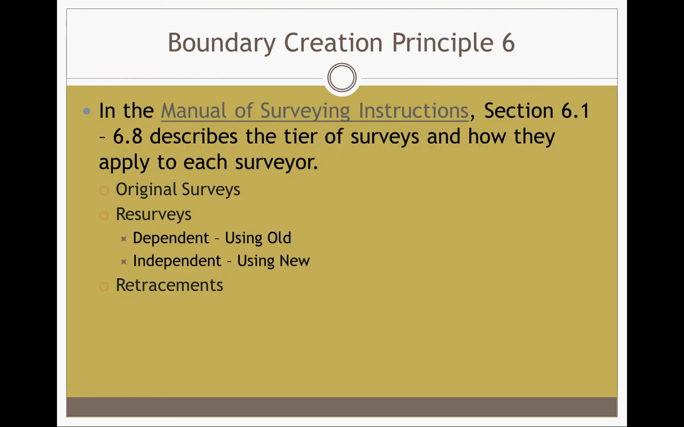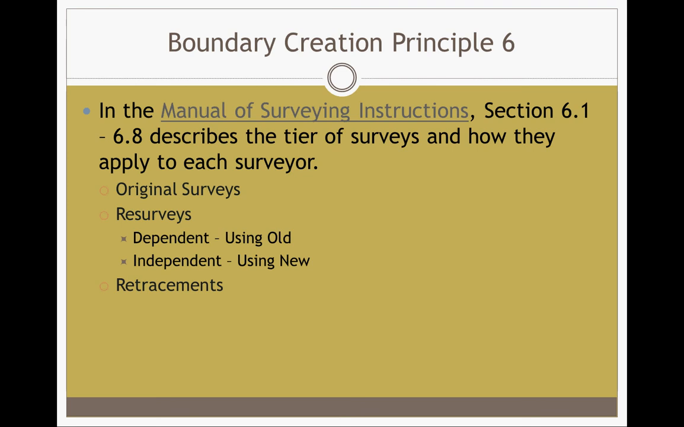In the manual of surveying instructions, which you can click on this link and go to, sections 6.1 through 6.8 describe the tiers of surveys and how they apply to each surveyor. When we get to talk about the GLO surveys later on in this semester, we'll talk more about original surveys, resurveys, independent and dependent, and then retracements. We'll talk more about those then.